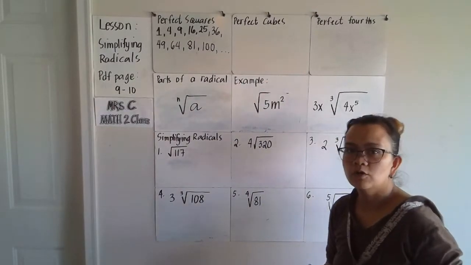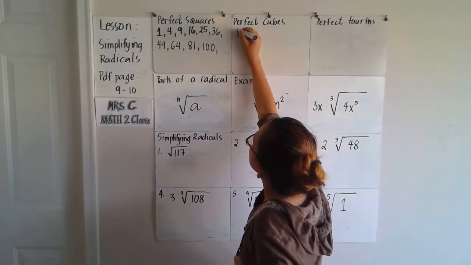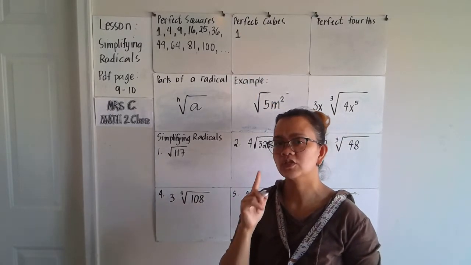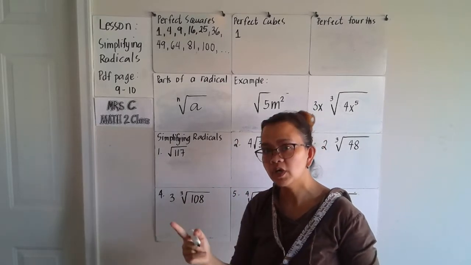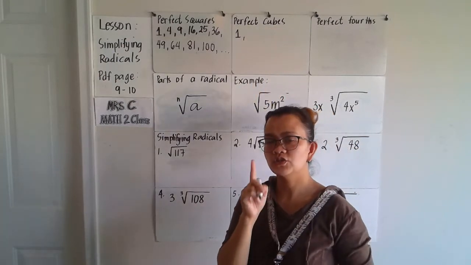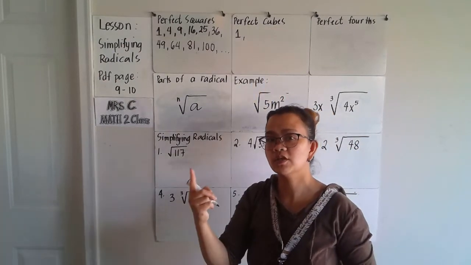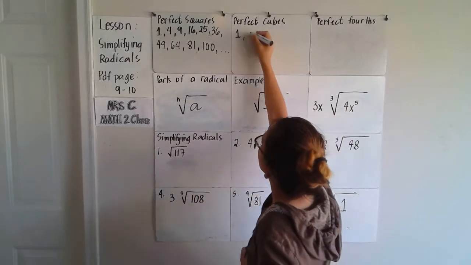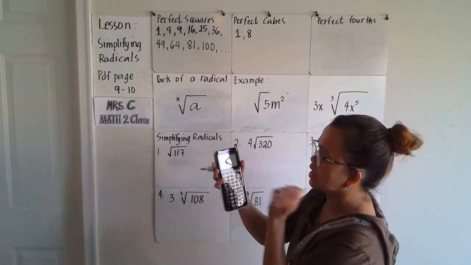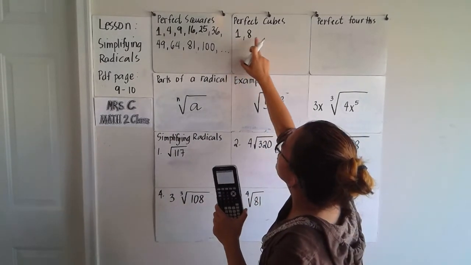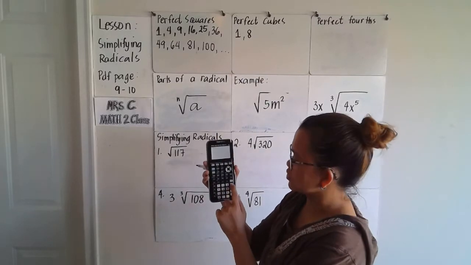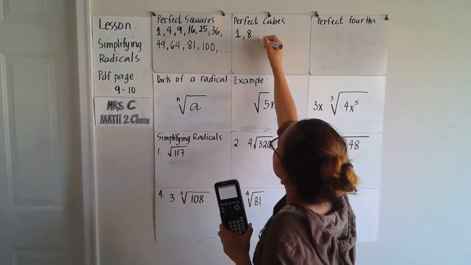Next, perfect cube. 1 is a perfect cube because the cube root of 1 is 1, because 1 times 1 times 1 is 1. Next would be 2. 2 times 2 is 4, times 2 is 8. Now, if the numbers get bigger, it's better for you to use a calculator. So this is 1, this is 2, and 3. You're going to multiply 3 three times, so 3 times 3 times 3 will give you 27.